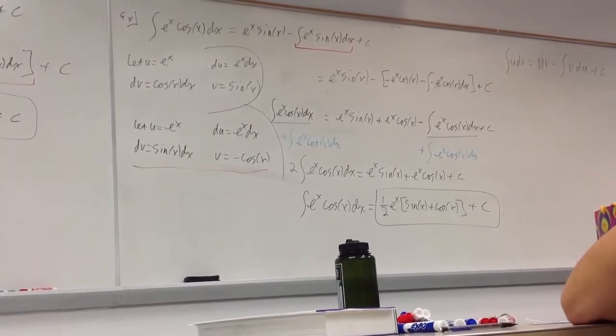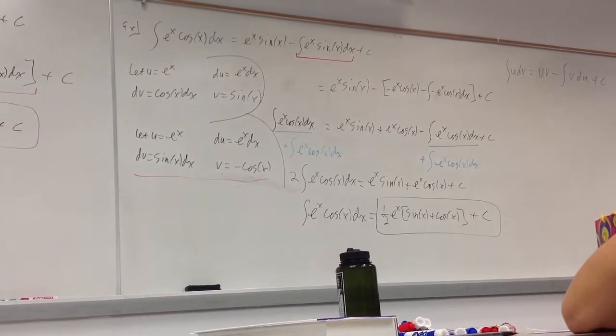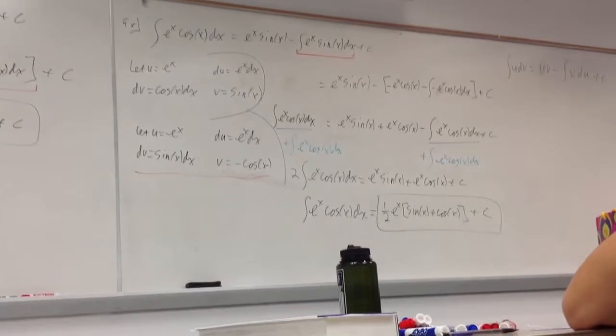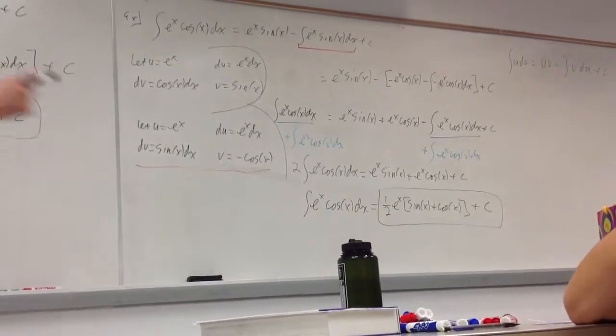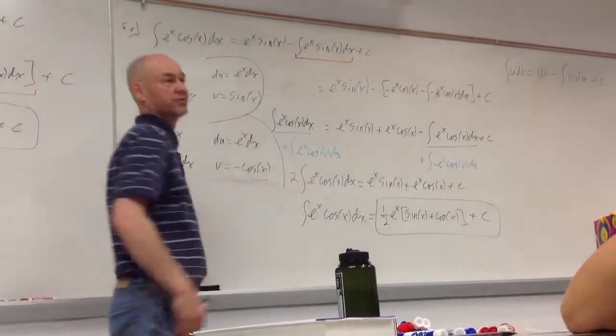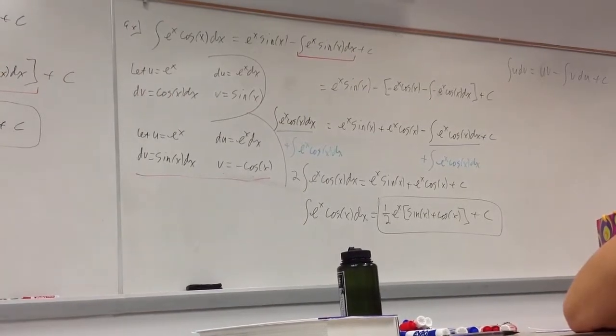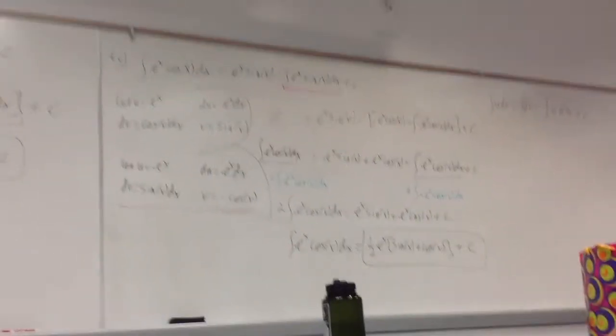Any questions here? Why is the C there at all? No, the initial formula, there's no C, but after you do the integration, you end up with the C for sure. Anybody? Questions?